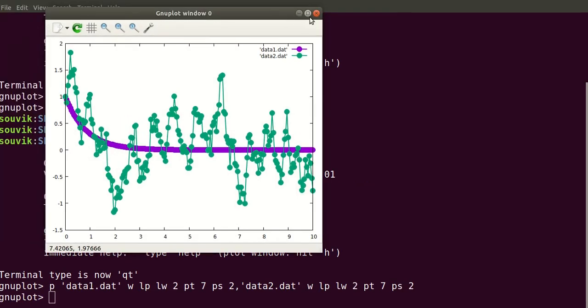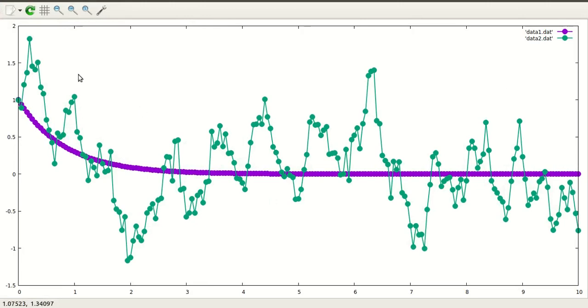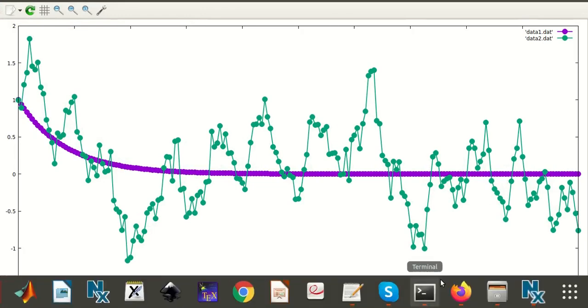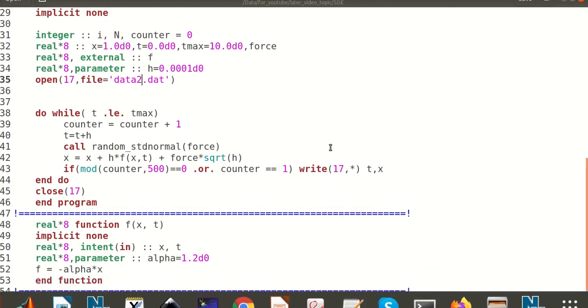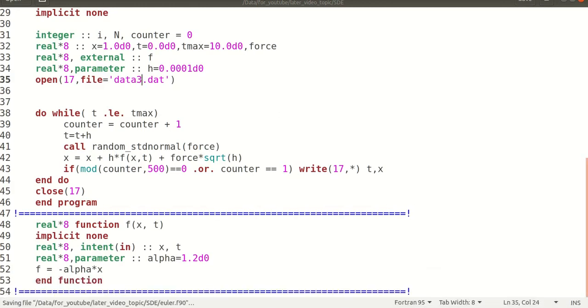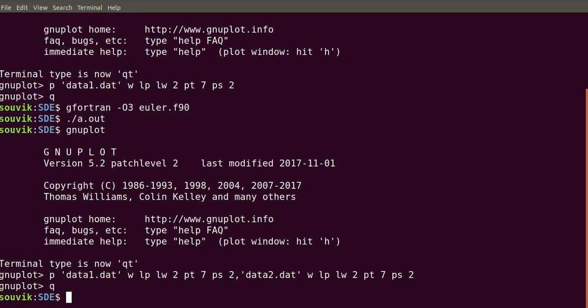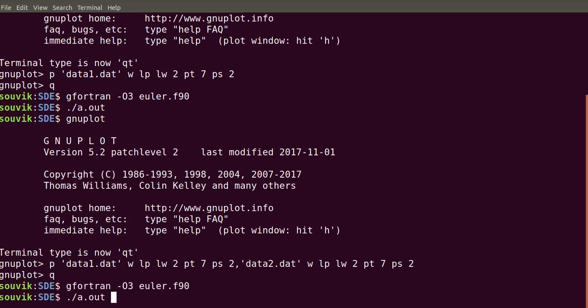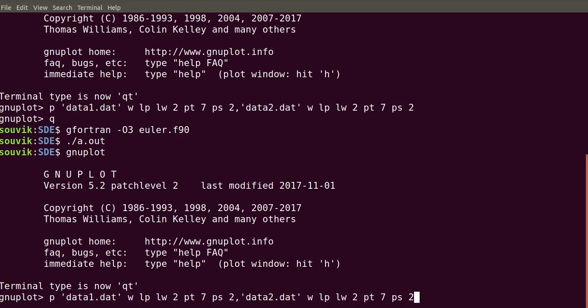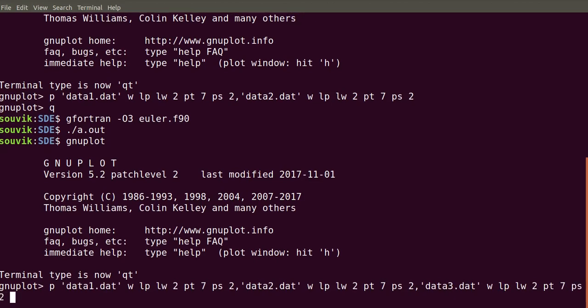You see your solution has changed a lot, and it is basically a random quantity. You can see the zigzag behavior, and your solution is no longer an exponential as you saw earlier. Now if you save it into a different file and run again, you will get a different solution. Isn't that surprising? So let's see. Now I have saved it in a different file, data3.dat. Let me plot that data 3, which also uses the stochastic term, with lp, line width 2, point type 7, point size 2.